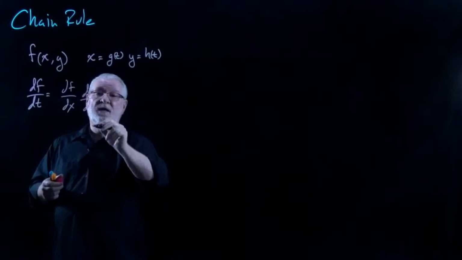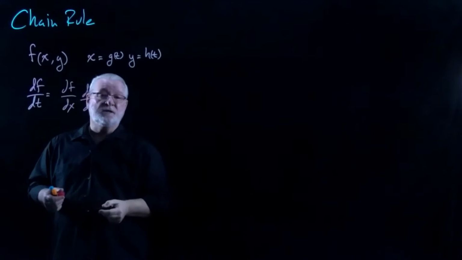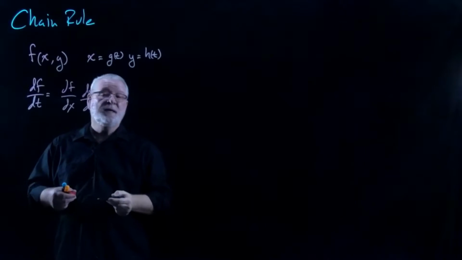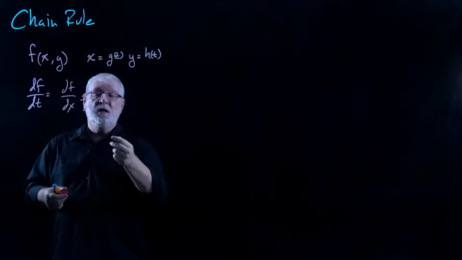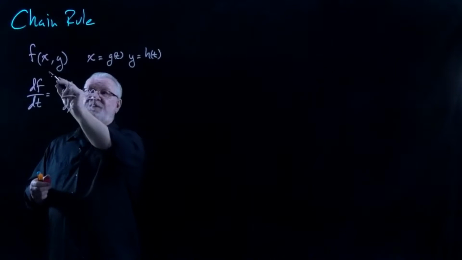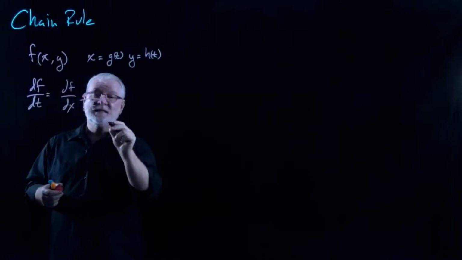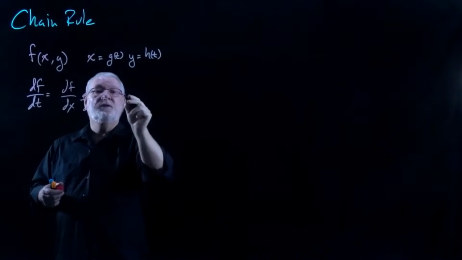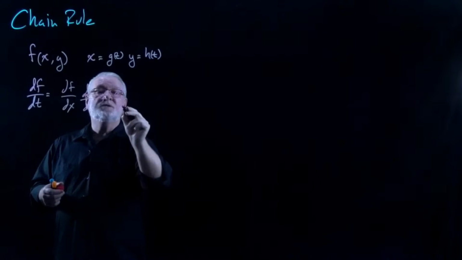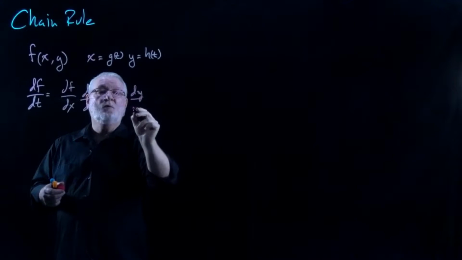Notice this is not a partial derivative because x is not partially defined in terms of t and some other variable. It is wholly defined in terms of t. So this is a regular derivative, whereas this is a partial derivative because f is actually defined in terms of multiple variables. Well, I would then need to add to this the same term for y. The partial of f with respect to y times the explicit derivative of y with respect to t.